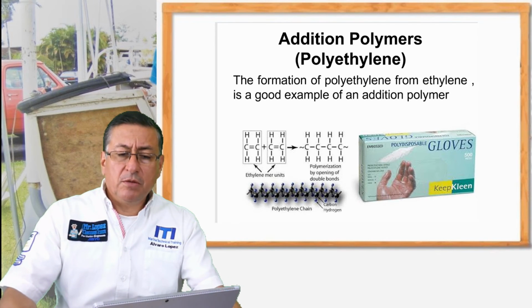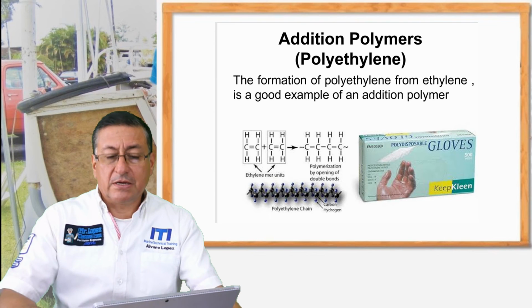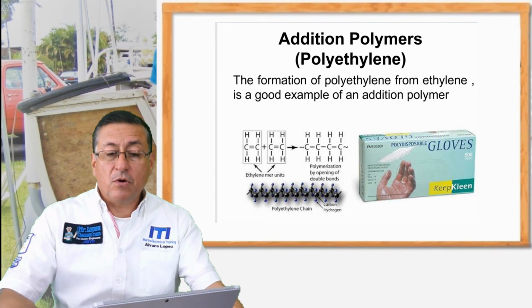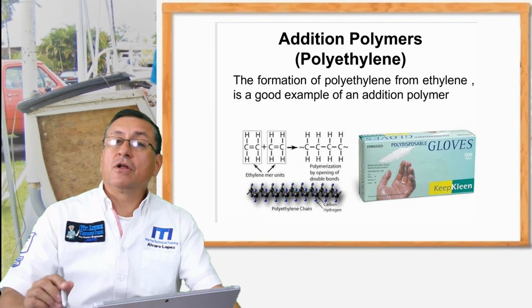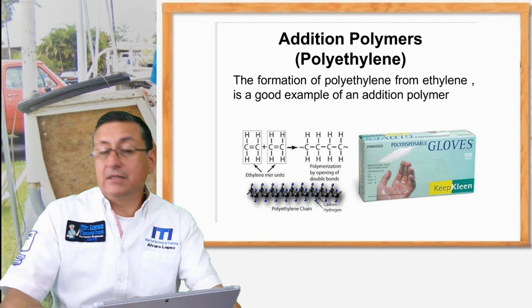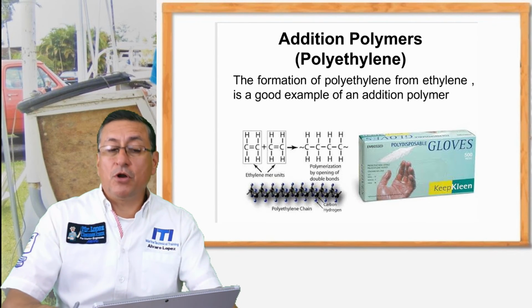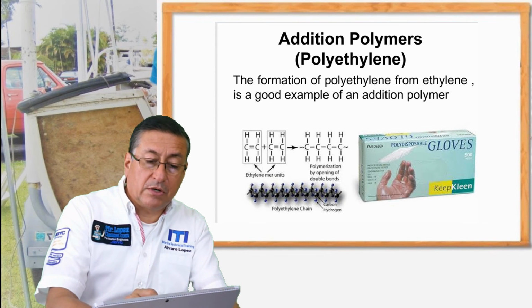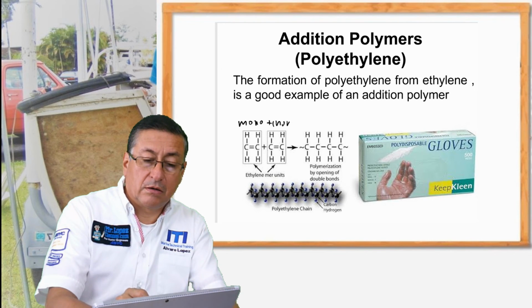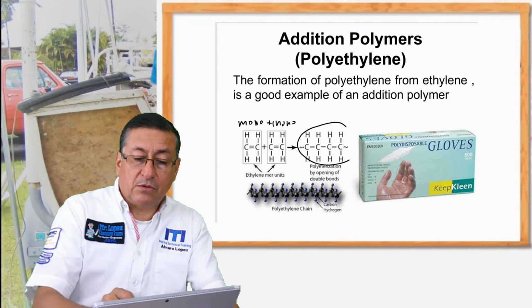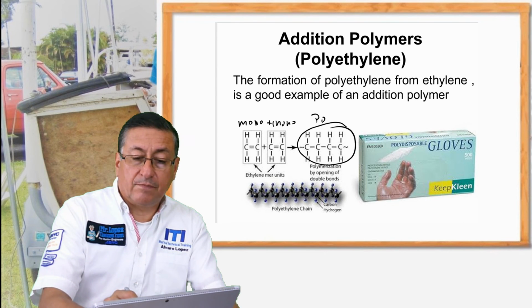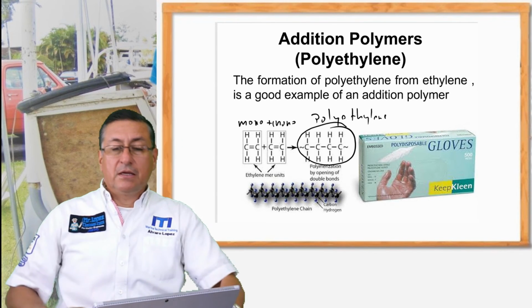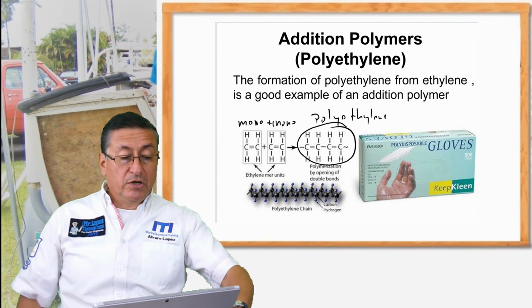Okay, addition polymers. There are a lot of examples. For example, the gloves. The formation of polyethylene comes from monomers of ethylene, and this is a great example of addition polymers. This is the monomer. This is the monomer, plus another one, and produces that one, and this is polyethylene. Gloves are a great example of polyethylene.